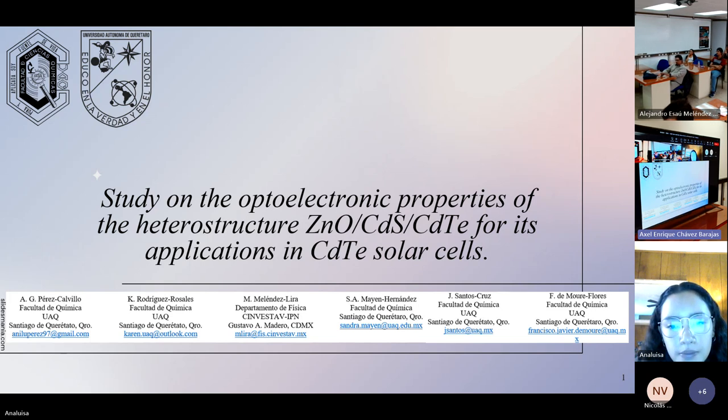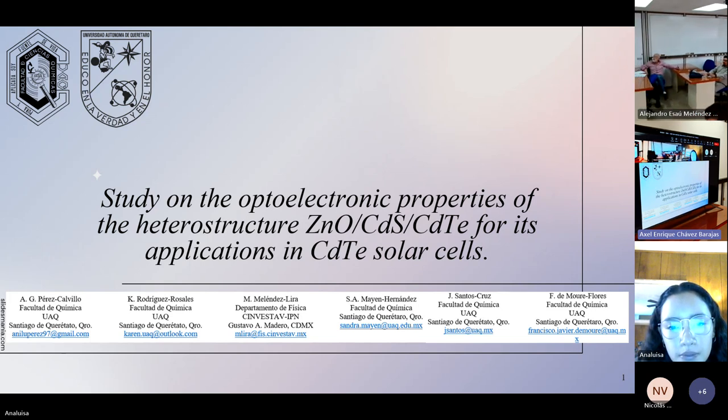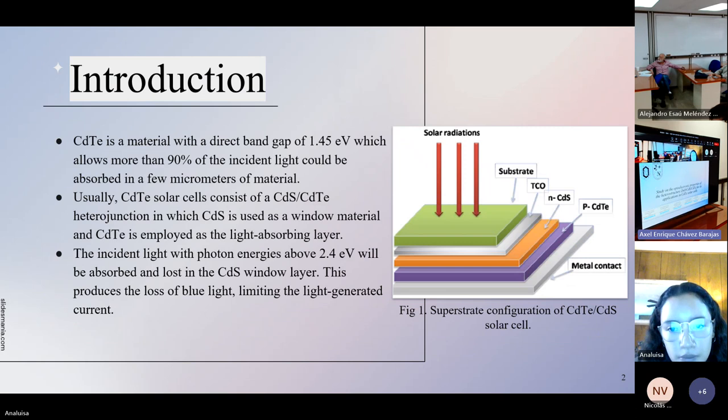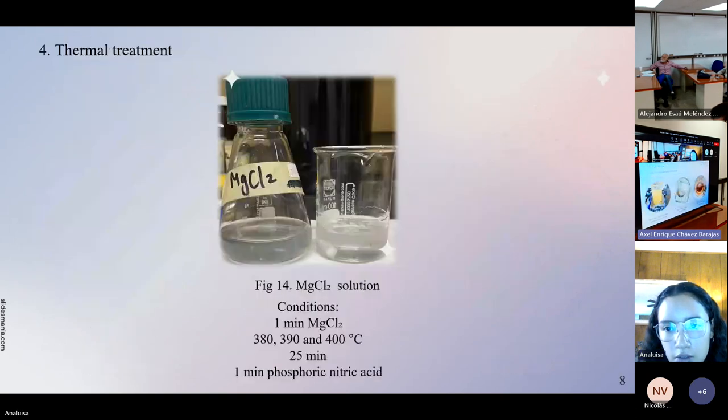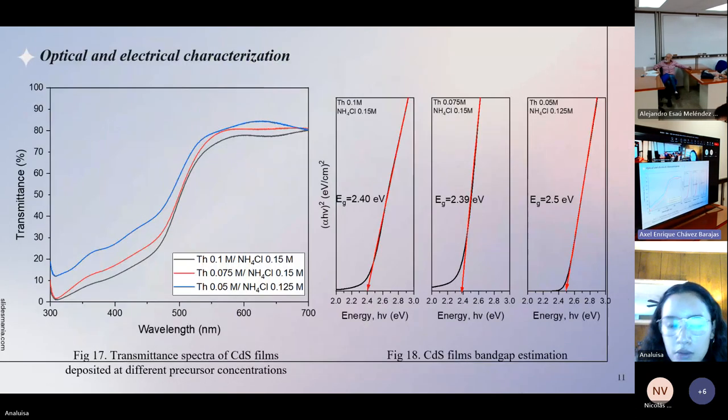You showed in CdS different band gap values. Do you think it could be related to noise or the measurement parameters, or do you have an explanation for those differences?